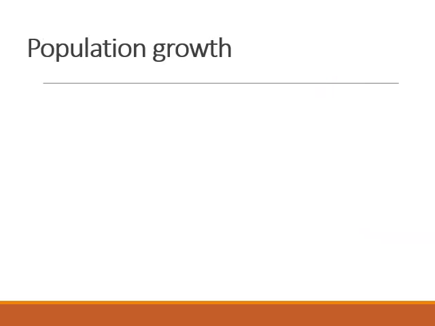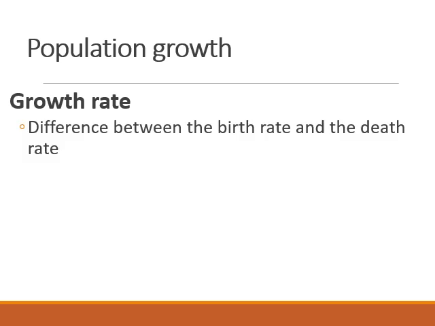Okay, so when we're talking about population growth, how do we know if a population is growing? And this holds true for even humans, right? So if we want to know if a population is growing, we have to look at the growth rate. The way we get the growth rate is we take the birth rate and subtract the death rate, right?